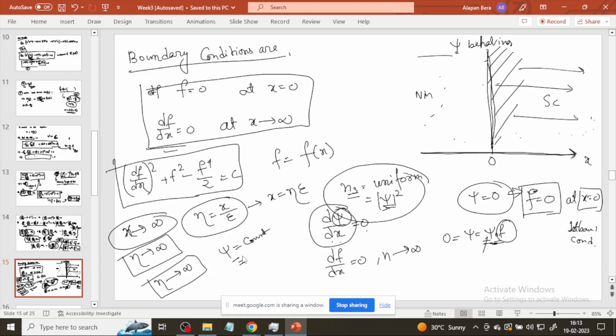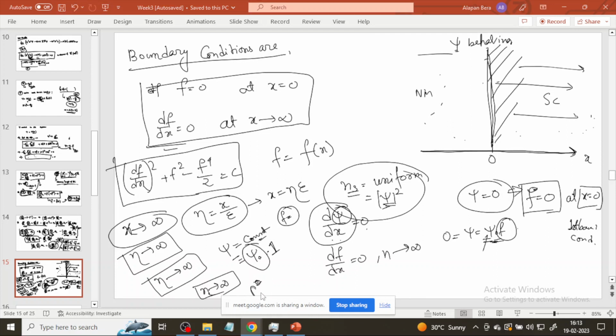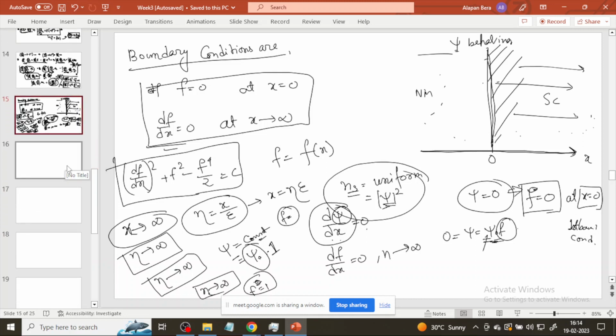Now this boundary condition can also be written as follows. Let's consider that it is uniform, meaning psi is constant and not a function of x. Uniform means f is also a constant, that is, df by dx is 0. So let's take the constant value of f to be equal to 1. Now we have the modified boundary condition: at eta tends to infinity, f is 1. With this in our hand, let's proceed to the next page.